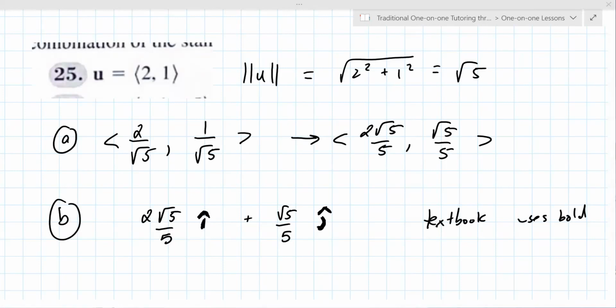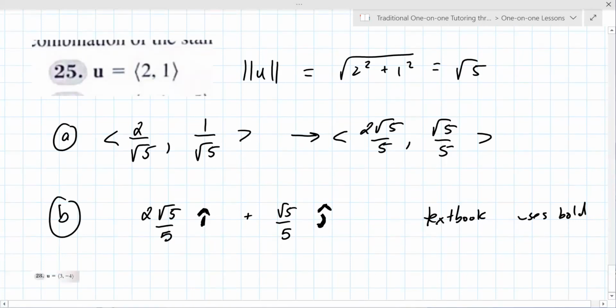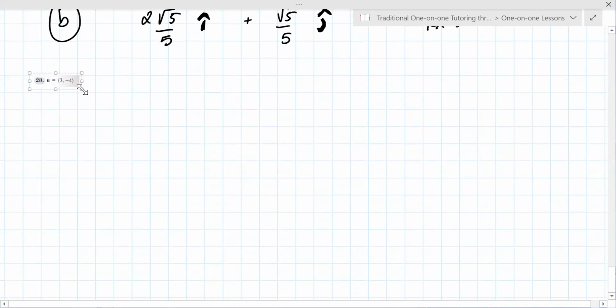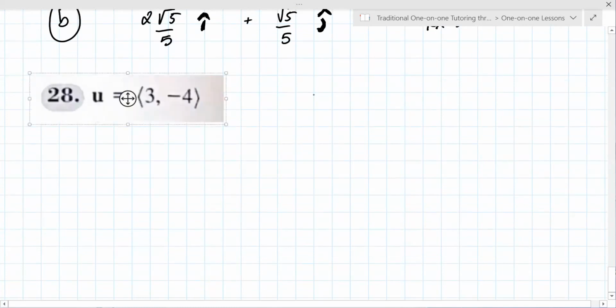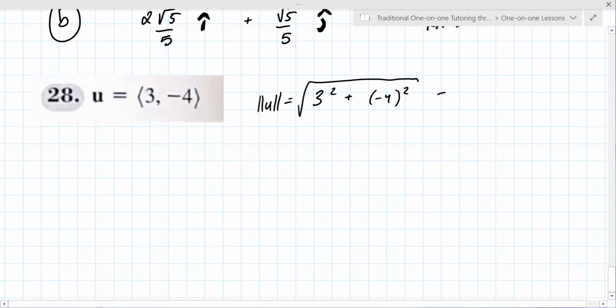All right, 28, same thing. This is really good, very repetitive. So this is the first one where the magnitude is a Pythagorean triple. And that's what I would expect you to see on a test, especially if you get a lot of problems. This ends up being the square root of 25, which is 5, which means your unit vector is really nice. It's 3 over 5, comma, minus 4 over 5.